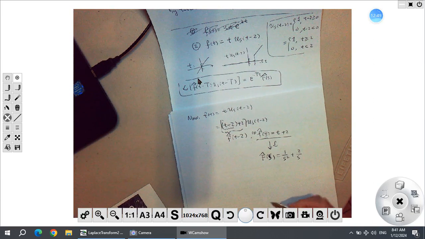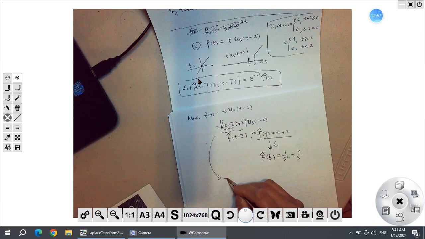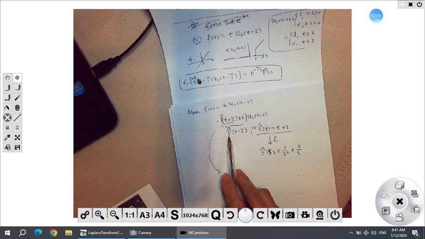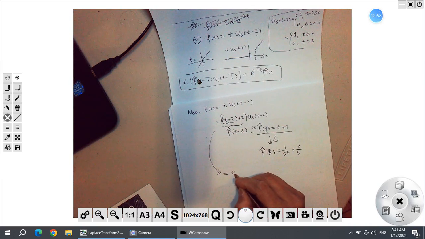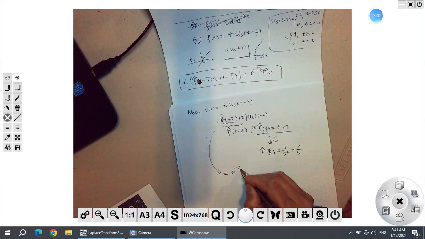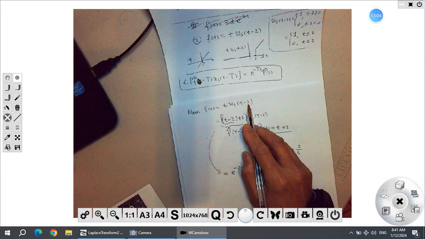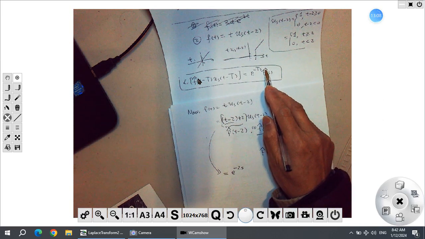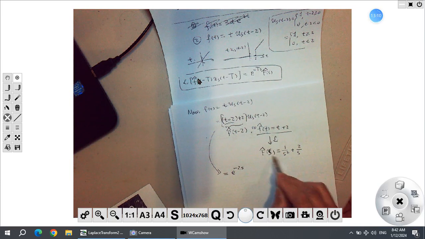Okay, so here we use this formula. It is e to the negative capital T s, with capital T equal to 2, so e to the negative 2s, and capital F hat is this one, so times 1 over s squared plus 2 over s. Okay, we're done.